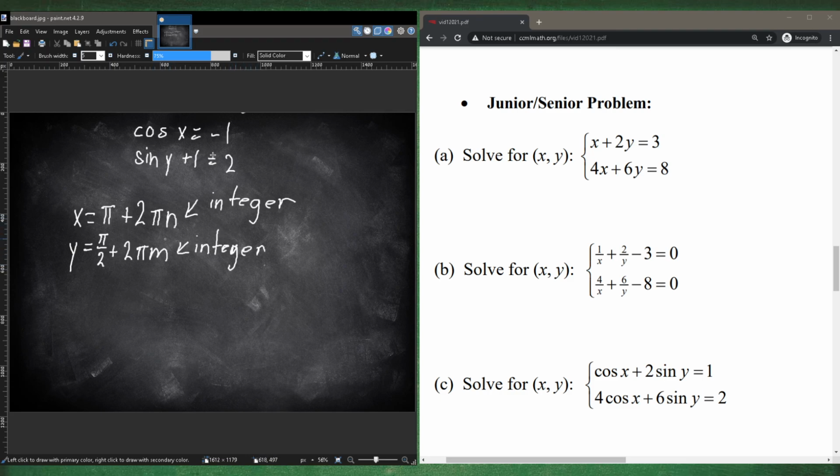Because m and n don't have to be the same thing, because x and y are independent of one another. So that means these are our answer for number C.